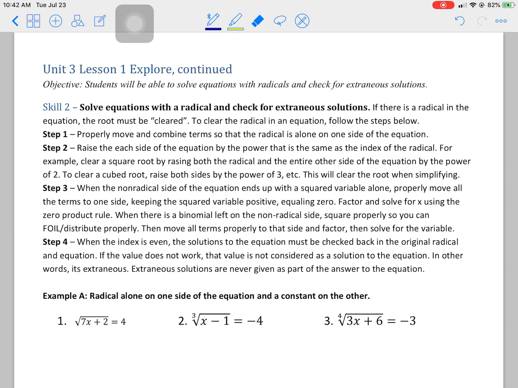Okay, page 2, lesson 1. Students will be able to solve equations with radicals and check for extraneous solutions. Extraneous solutions. That means we're going to work the problem, find out what x equals.